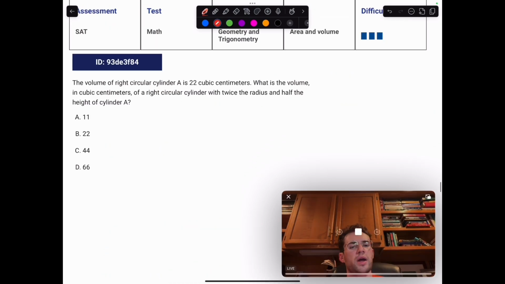The volume of right circular cylinder A is 22 cubic centimeters. What is the volume in cubic centimeters of a right circular cylinder with twice the radius, so double the radius, and half the height?